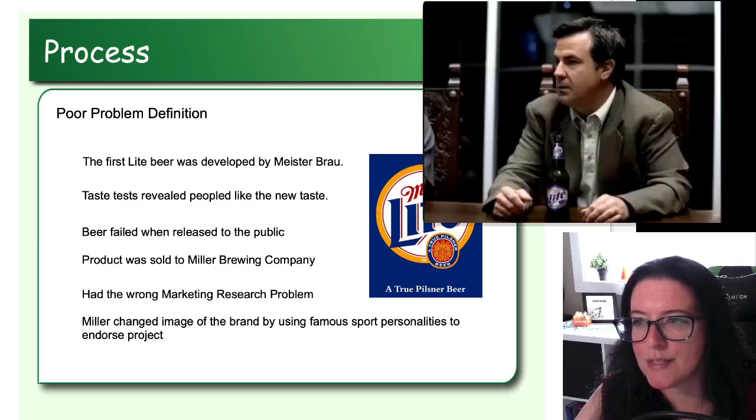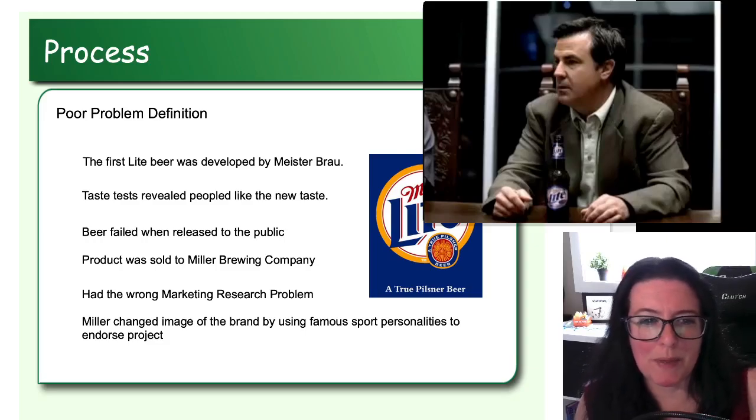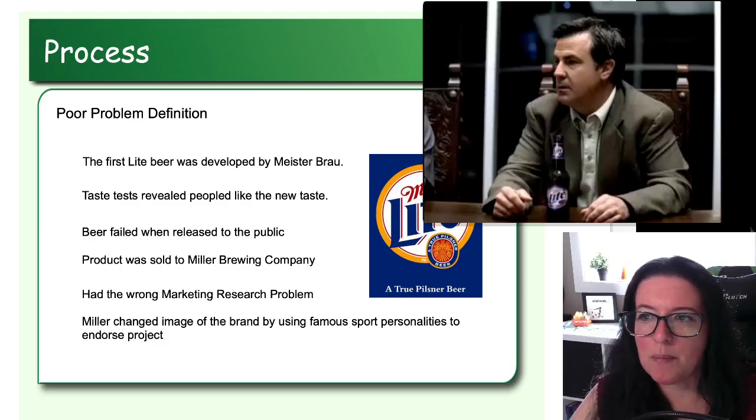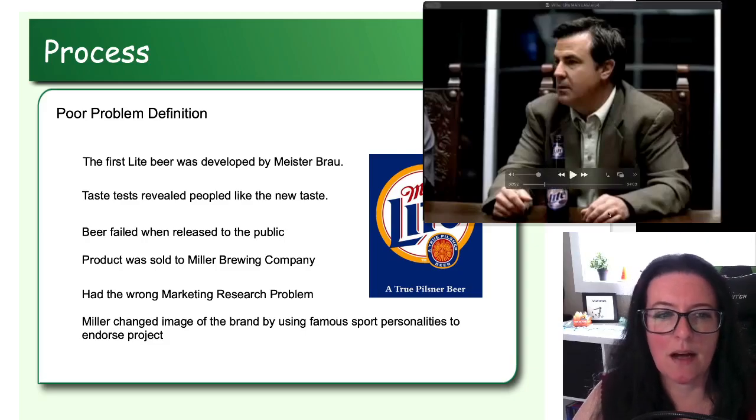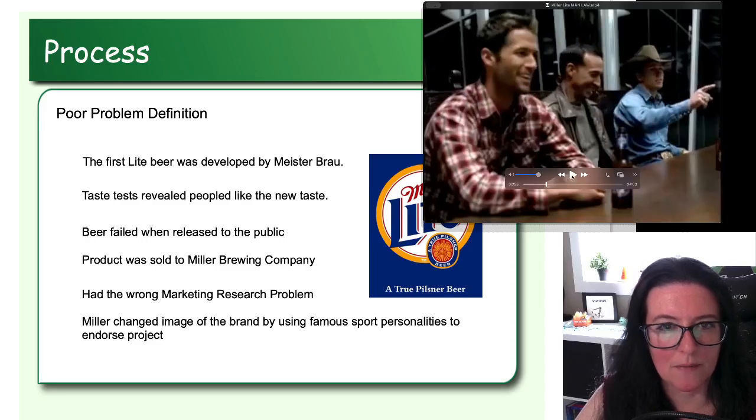So let me just pull this up. There was a Miller campaign for light beer, and you can see the light beer here in the advertisement. I'll just play a couple seconds of the ad here.